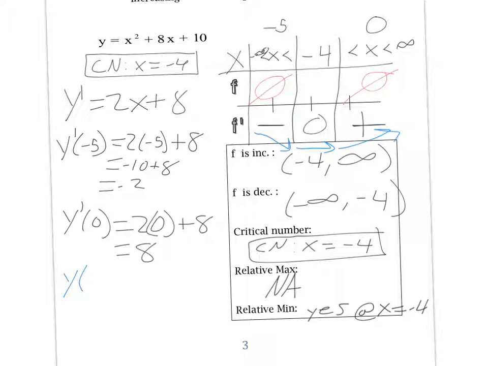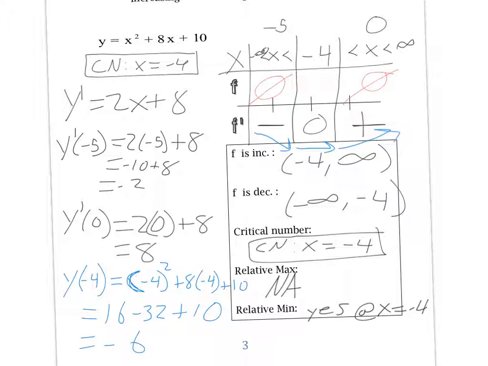What is y of negative 4? Well, that's going to be, let me do parentheses here, negative 4 squared plus 8 times negative 4, running out of space, plus 10. Negative 4 squared is 16. 8 times negative 4 is negative 32, plus 10. That's positive 26 and negative 32. That's negative 6. And so we could say that f of, well, this is really y, but f of negative 4 equals negative 6. And so that is the relative minimum, and it happens at x equals negative 4.